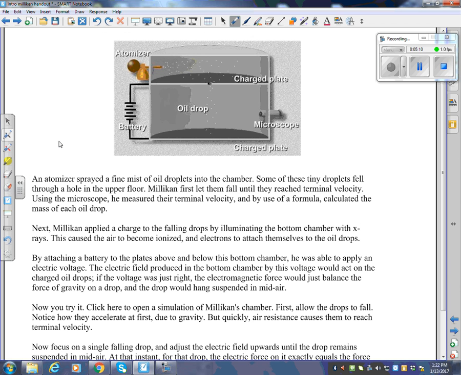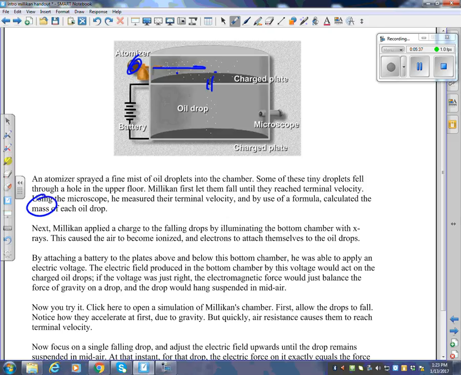An atomizer sprayed a fine mist of oil droplets into the chamber. So that's what this is right here. Here's an atomizer, it's just like a little spray bottle, and it sprayed the oil into this upper chamber. Some of these tiny droplets fell through a hole in the upper floor, which is right there. Millikan first let them fall until they reached terminal velocity, and using a microscope, he measured the terminal velocity and by use of a formula, calculated the mass of each oil droplet.